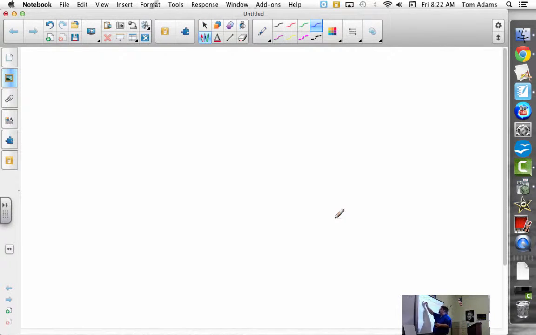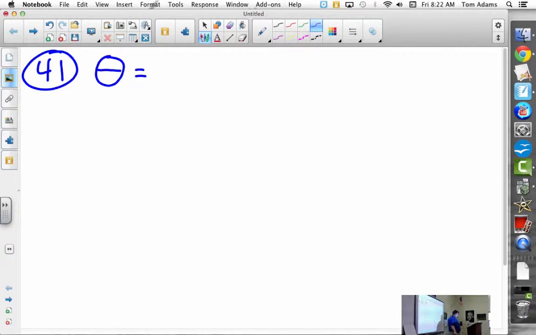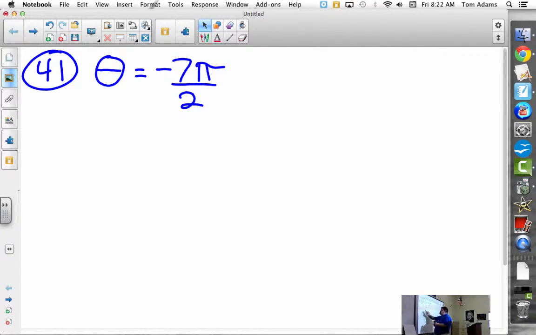So now for 41, they ask us to find the values of sine, cosine, and tangent, and then they give us an angle. So for 41, they say that the angle is negative 7 pi over 2. Okay, and they want us to find all the trig functions.